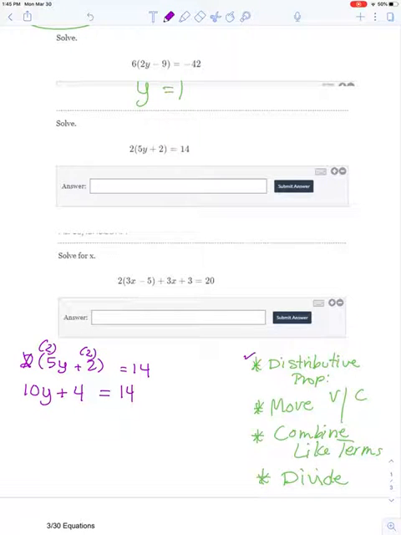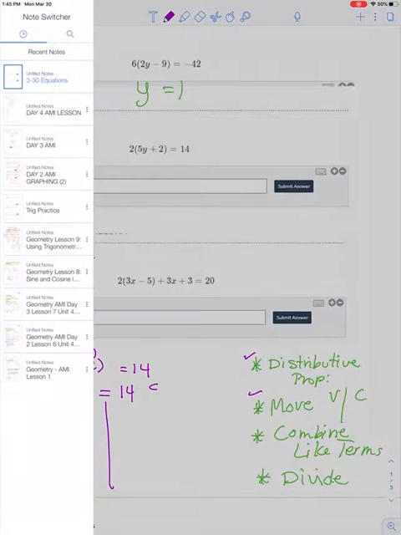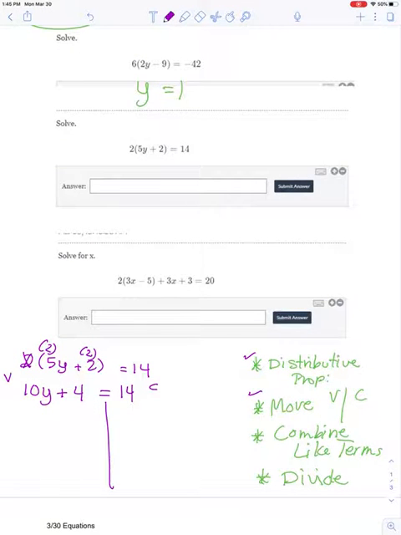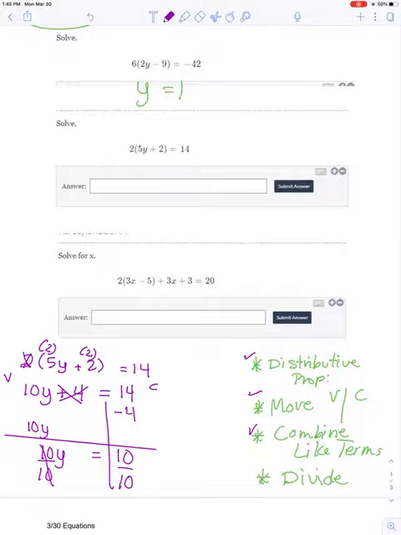Equals 14. Now we're going to move. Okay, here's my variables, here's my constants. So 10y, oops, sorry guys, 10y is going to stay put because it has the variable with it. Positive 4, we're going to subtract 4. And then the 14 stays because it doesn't have a variable as well. So on this side, I leave my 10y, and then 14 minus 4, I'm combining my like terms. 14 minus 4 is going to give me 10. And then I divide both sides by my coefficient. So y is same thing as earlier, 1.